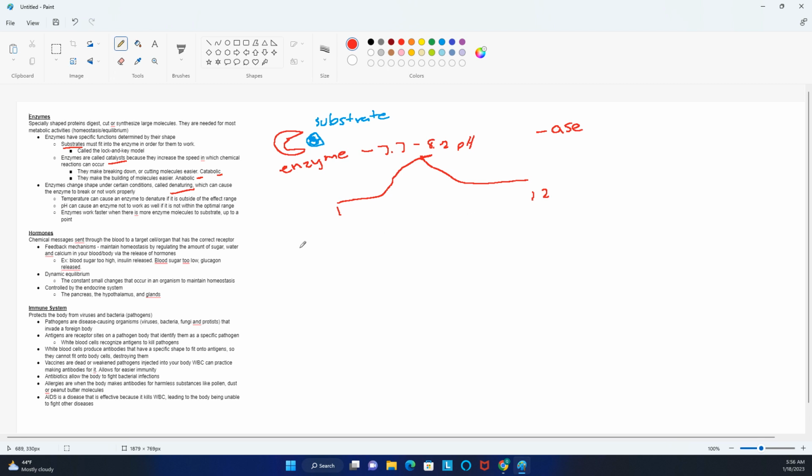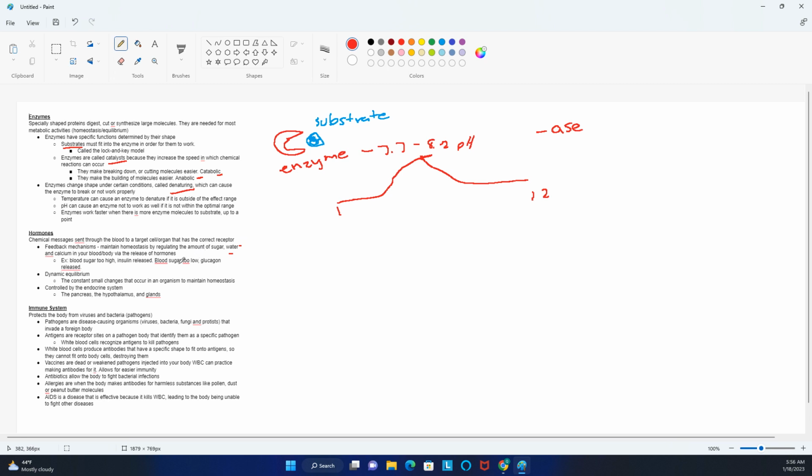So hormones are chemical messages that are also made of protein, and they send these messages to the body in order to maintain homeostasis or to create changes within the body. Feedback mechanisms are mechanisms that make small changes within the body in order to maintain homeostasis and to regulate certain conditions in the body, say blood pressure, the amount of sugar, water, calcium, all these things. They're all regulated by hormones.